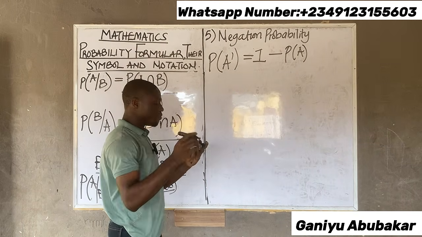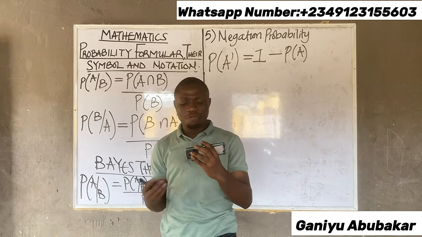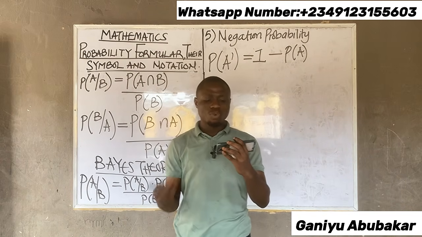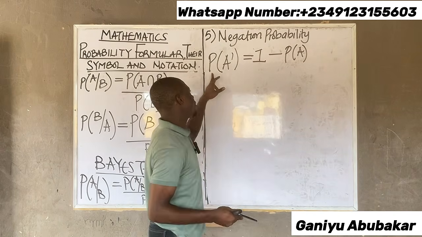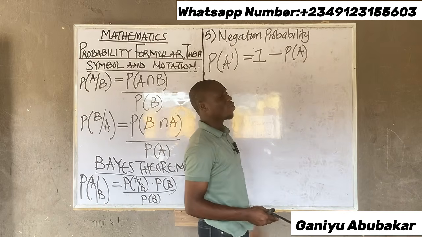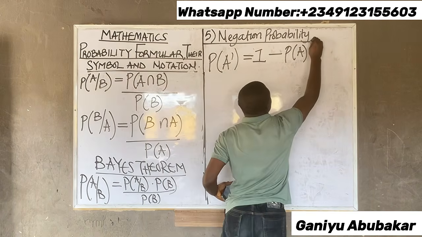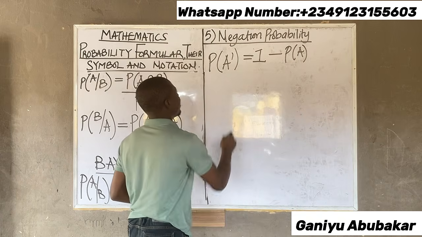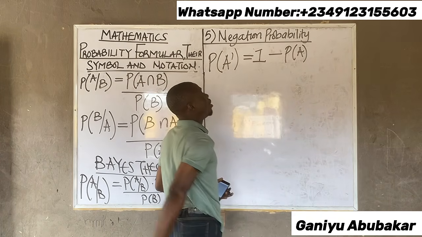So definition, please. The probability that the complement of A will occur is 1 minus the probability that A will occur. So the probability of the complement of A is equal to 1 minus the probability of A occurring. This is what we refer to as negation probability. The probability that A complement will occur is equal to 1 minus the probability that A will occur.